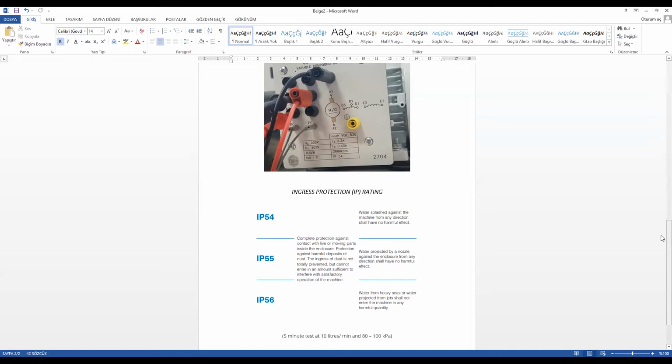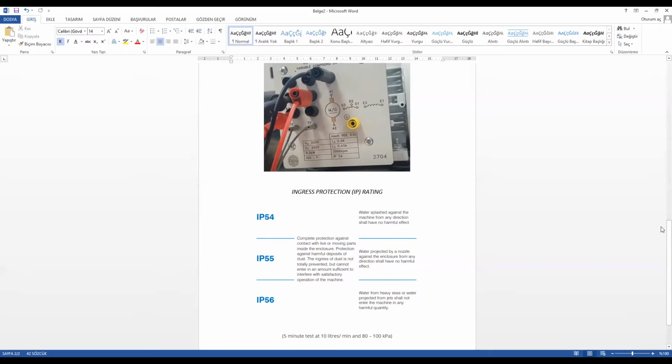Our motor has IP54 requirements. As you can see from there, IP5 means ingress of dust is not totally prevented, but dust does not harm or damage the system. And the second number is 4, and it denotes low pressure spray similar to a shower head. Therefore, water splashed against the machine from any direction has no harmful effect on the motor.